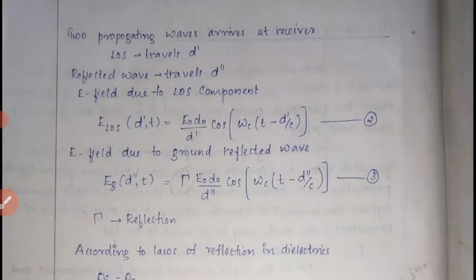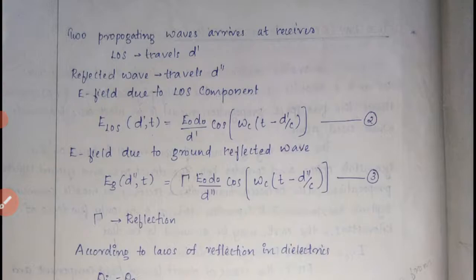We know two propagating waves are arriving at the receiver. What about the two waves? The line of sight path, at a distance D dash, and the next wave is the reflected wave that travels at a distance D double dash. So the electric field due to this line of sight component, which travels at a distance D dash.